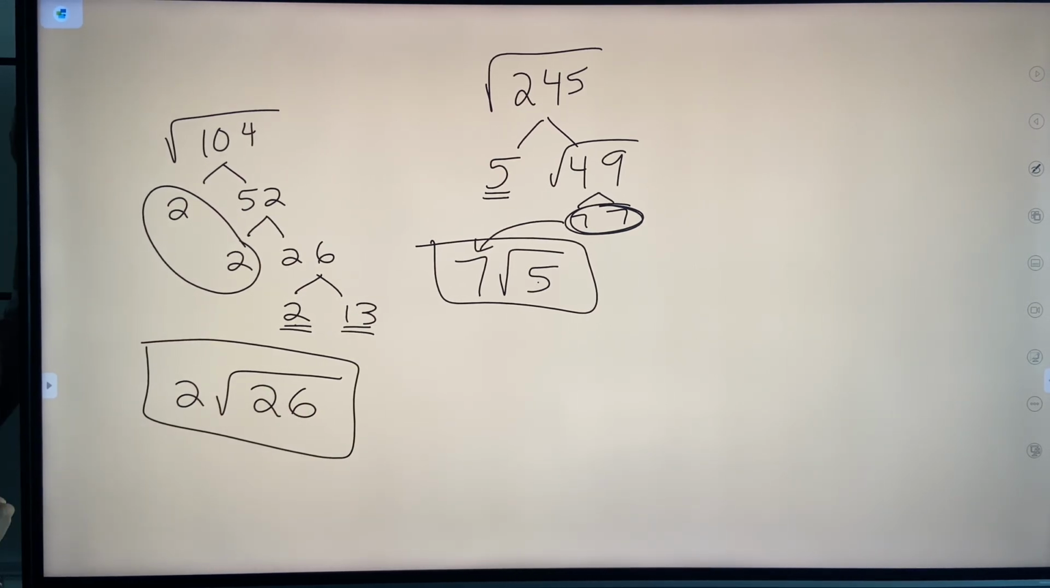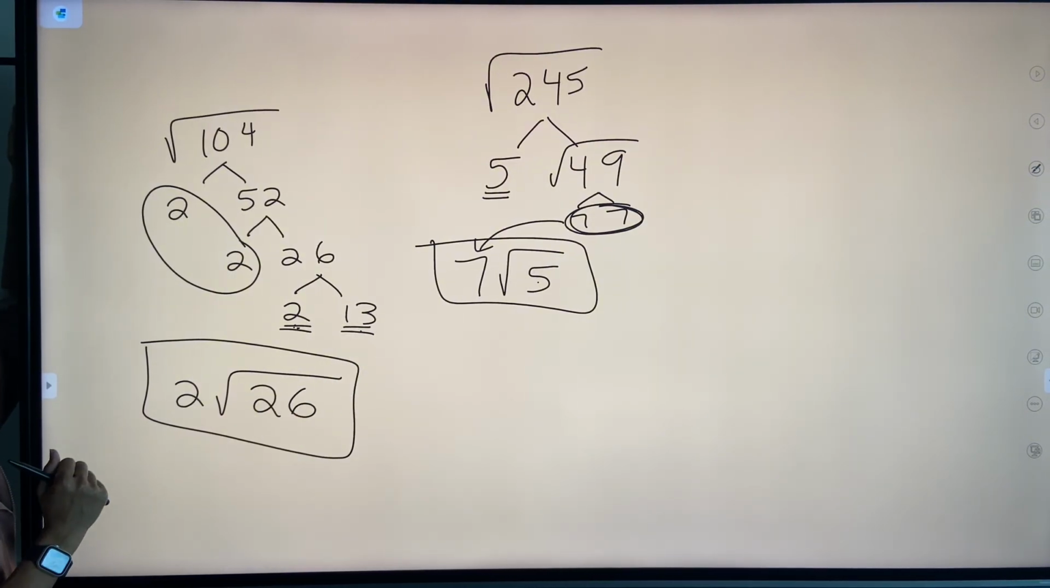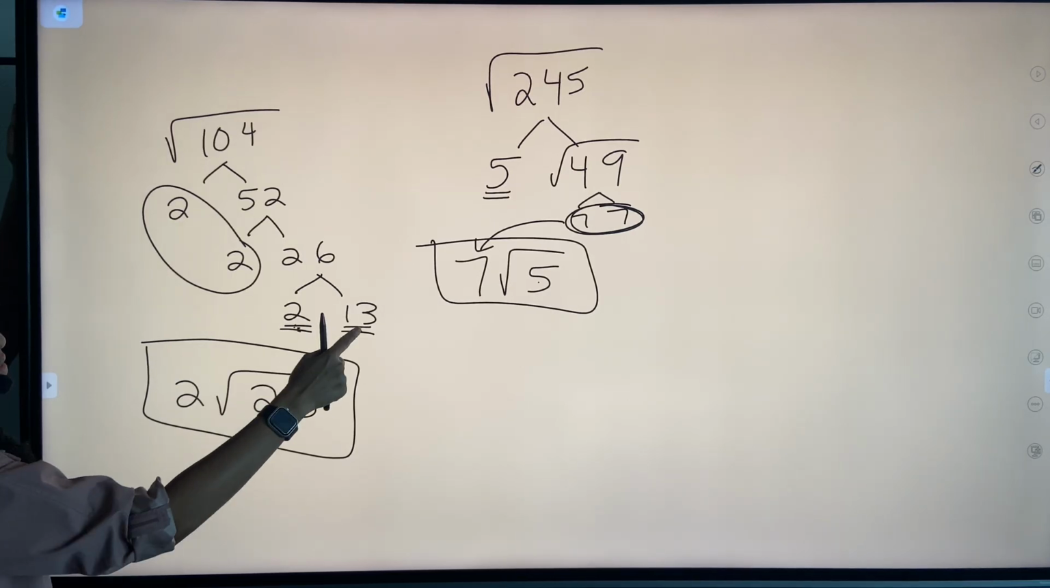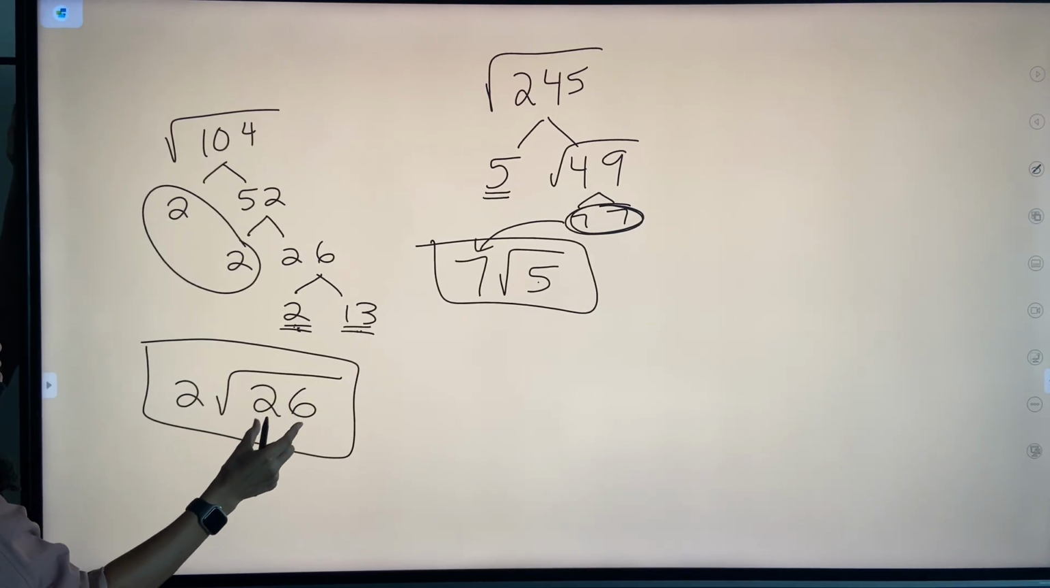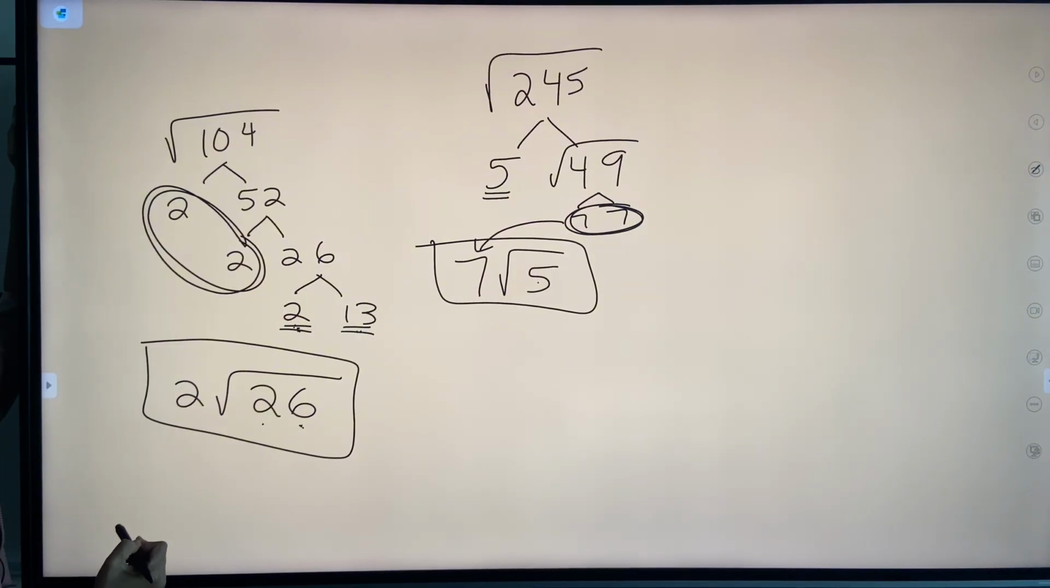I wanted you guys to see an example where you have 2 things left over. Because that's a possibility. Whatever is left over, you just multiply them together and it goes underneath here. Whatever is a pair will go outside.